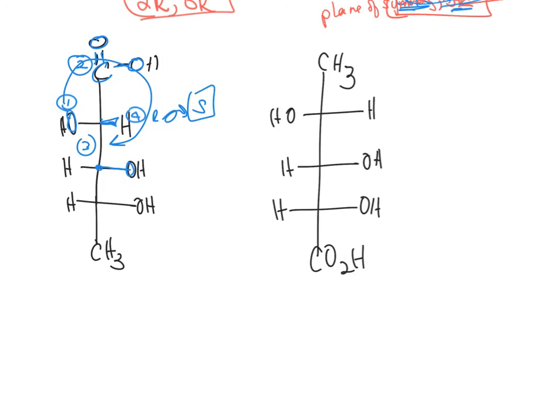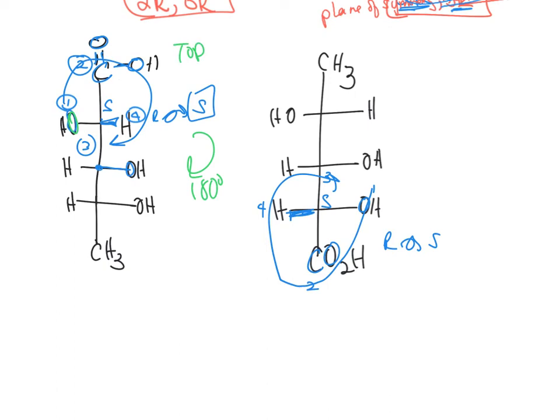If you come down here, you have one, two, three, which is R, then the hydrogen's coming at you, so that's an S. So that's an S there. Okay, so you see how the molecule is flipped, and if you rotate this 180 degrees, the OH, what's on top, goes to the bottom, what was on the bottom, CH3, goes to the top. And what was on the left is now on the right. Here in the middle you have OH on the right, and here it's still on the right.